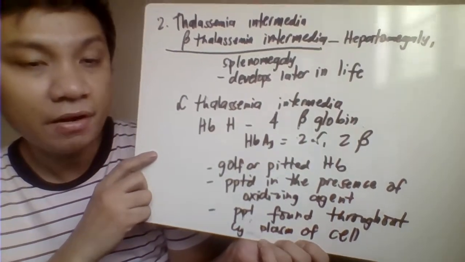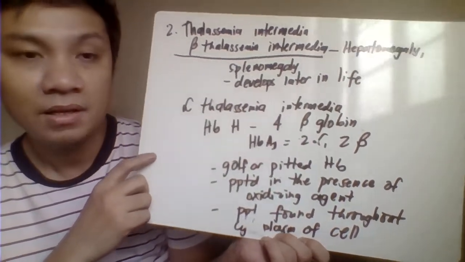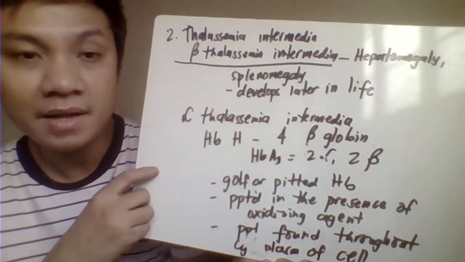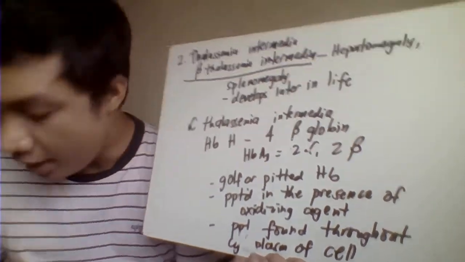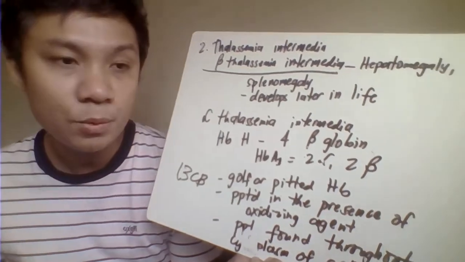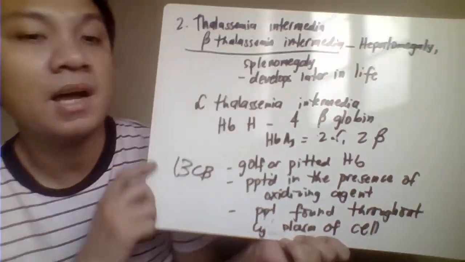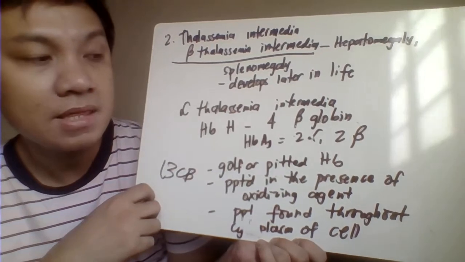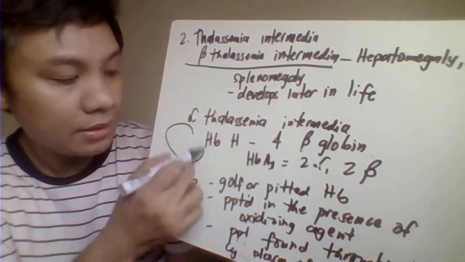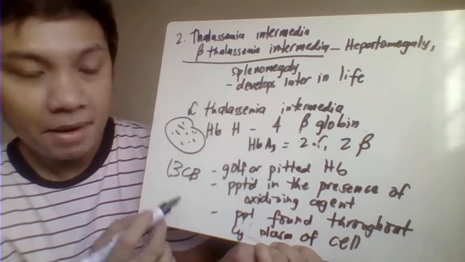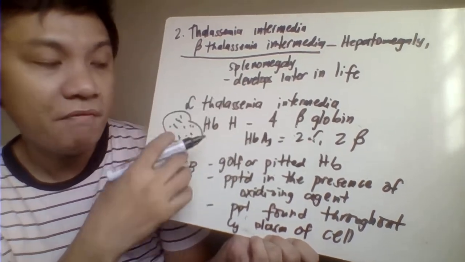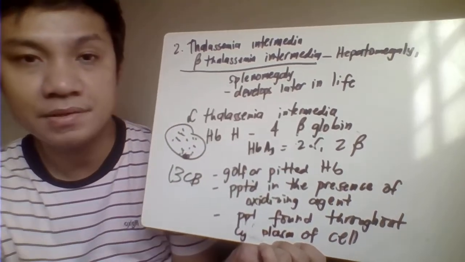Hemoglobin H is your Gulf hemoglobin or your unstable hemoglobin, which tries to precipitate once you've been exposed to oxidizing agents, just like your Heinz bodies. Identification of this one is by your BCB, brilliant cresyl blue. The hemoglobin H precipitate could be found throughout the cytoplasm of the cells. Pag Heinz bodies, dito lang siya sa gilid, periphery. But yung hemoglobin H could be found throughout the entire cytoplasm of your cell.